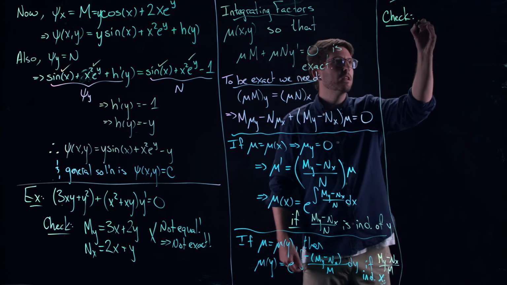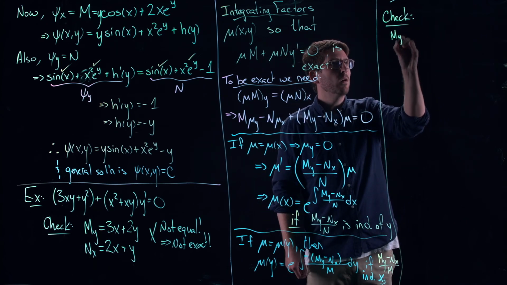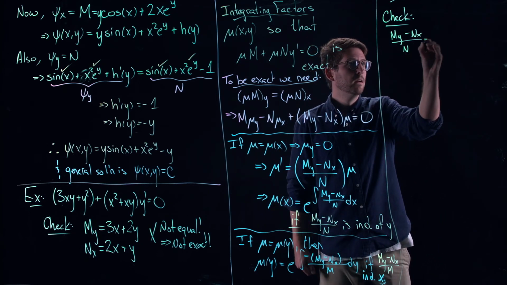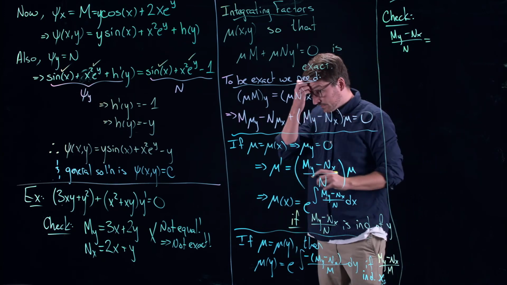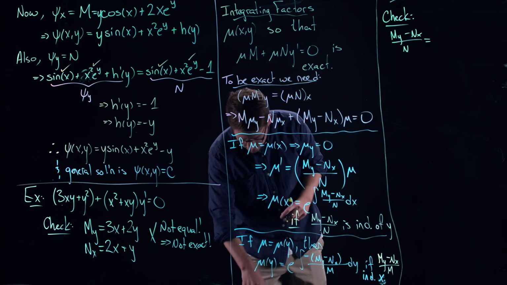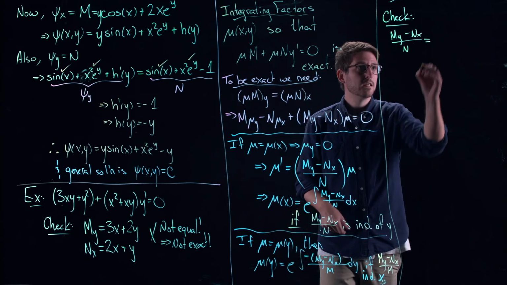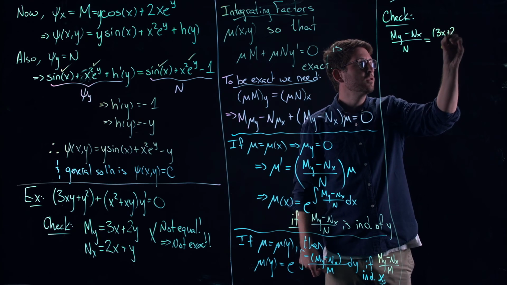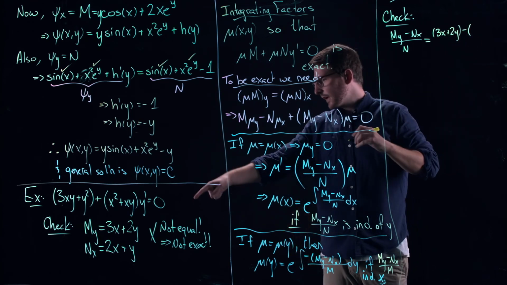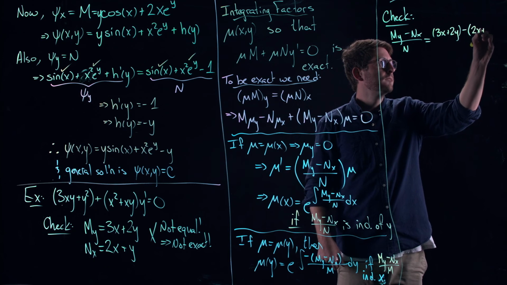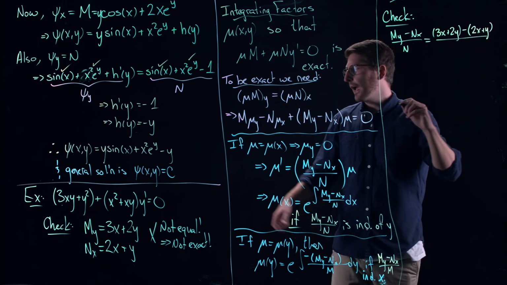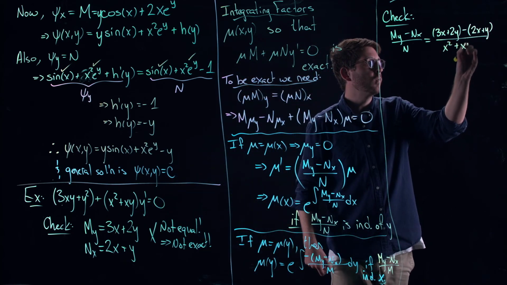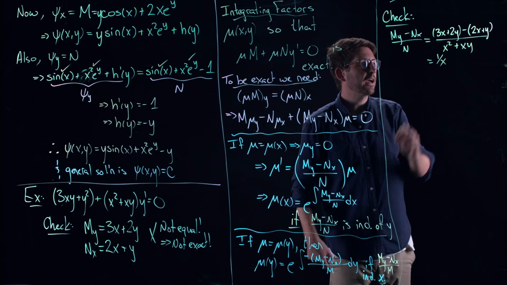let's do another check. It's sort of algorithmic how this proceeds. M sub y minus N sub x, let's start with this one, divided by N. Well, in this case, I am going to get something very, very nice here. So I get M sub y, 3x plus 2y, minus N sub x, 2x plus y, divided by N, which is x squared plus xy, which is equal to 1 over x.